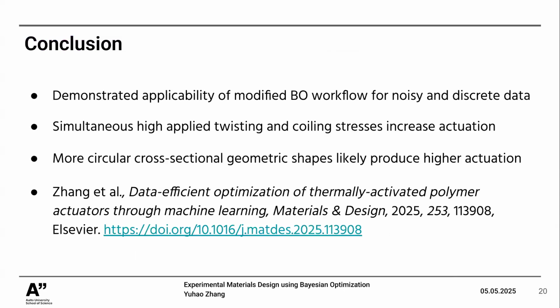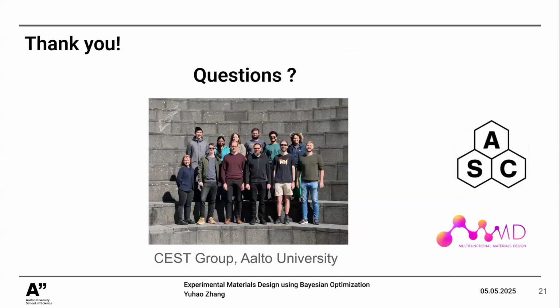In conclusion, we demonstrated the applicability of our modified BO workflow for both noisy and discrete data. Our results show that simultaneously high applied twisting and coiling stresses increase actuation, with more circular cross-sectional geometries likely producing higher actuation. If you want to learn more, this project was recently published, so you can read it to see more. And thank you for your attention.